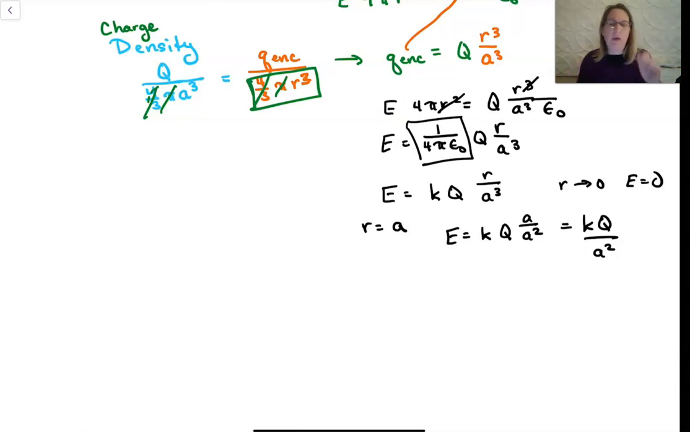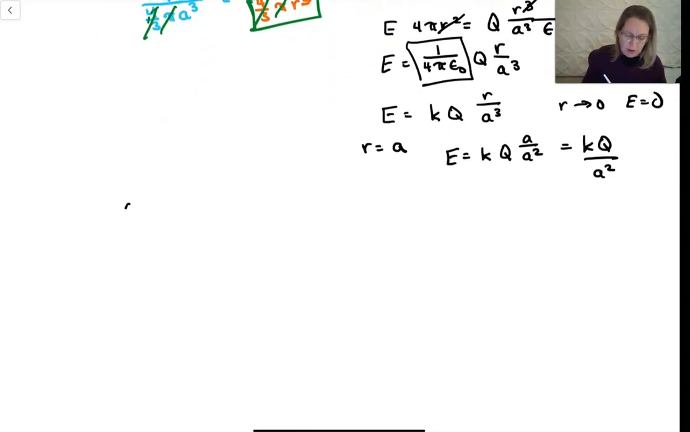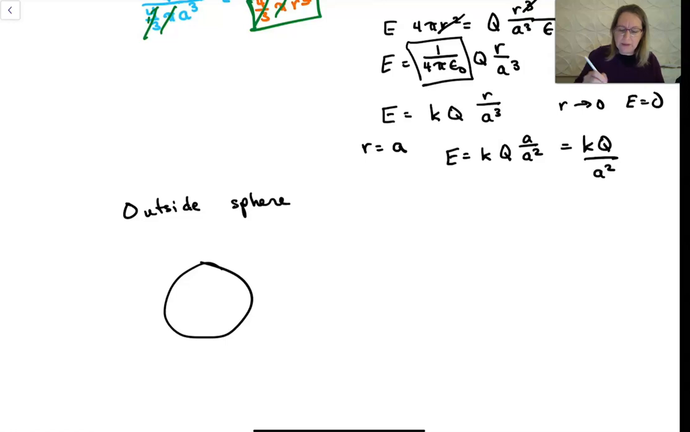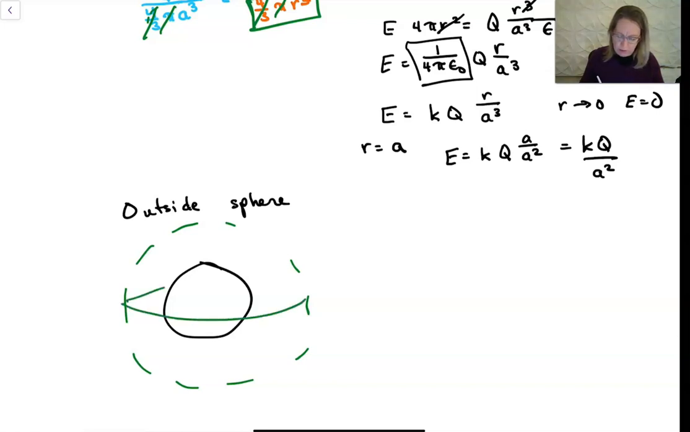Once we're outside the sphere, none of this applies. Let me just quickly show you what happens when we get outside. So outside, because this is even easier, outside the sphere, because I made a claim about that, that's supposed to be a sphere. Here's my Gaussian surface.